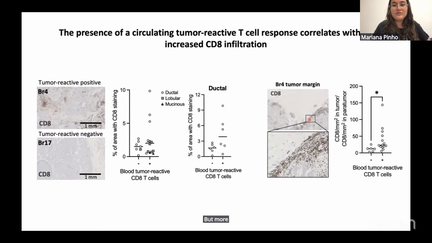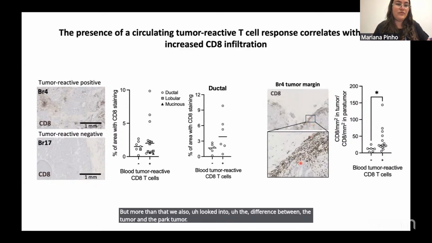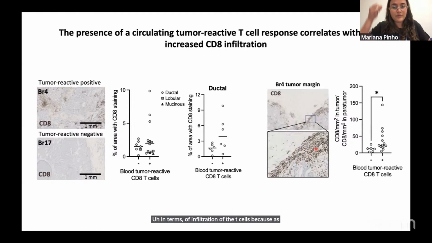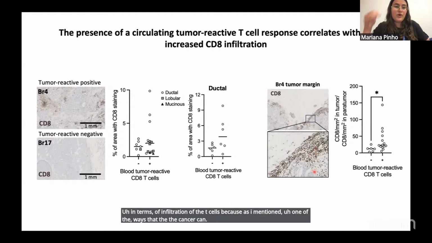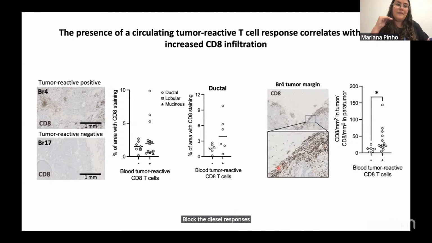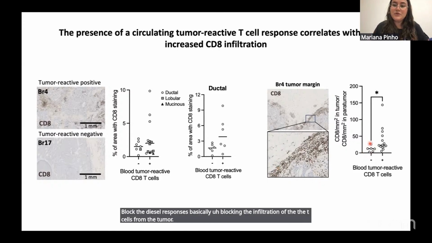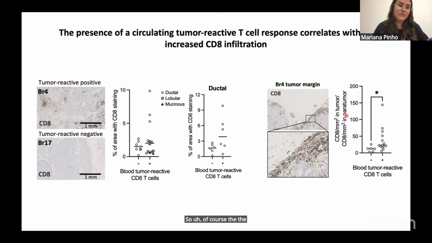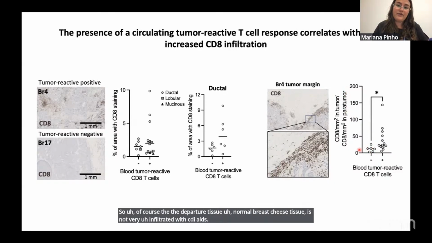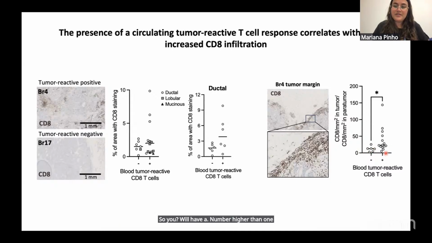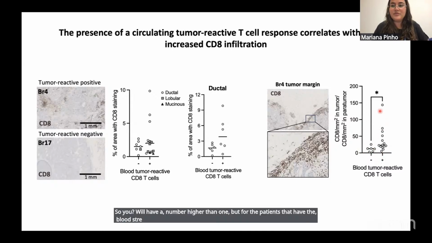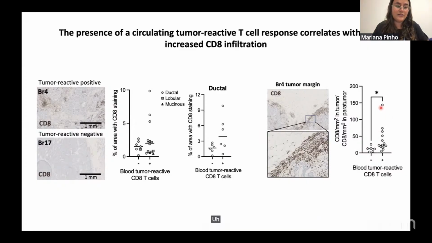But more than that, we also looked into the difference between the tumor and the par-tumor in terms of infiltration of the T cells, because as I mentioned, one of the ways that the cancer can block the T cell response is basically blocking the infiltration of the T cells into the tumor. Of course, the par-tumor tissue, normal breast tissue, is not very infiltrated with CD8s, so you will have a number higher than 1. But for the patients that have the blood tumor-reactive response, we do have a significantly higher amount of these CD8s inside the tumor.